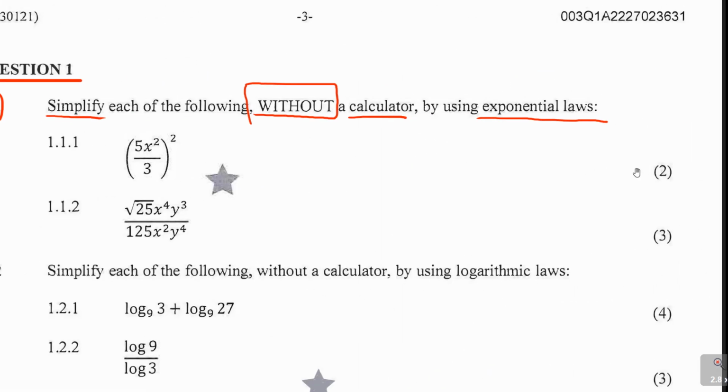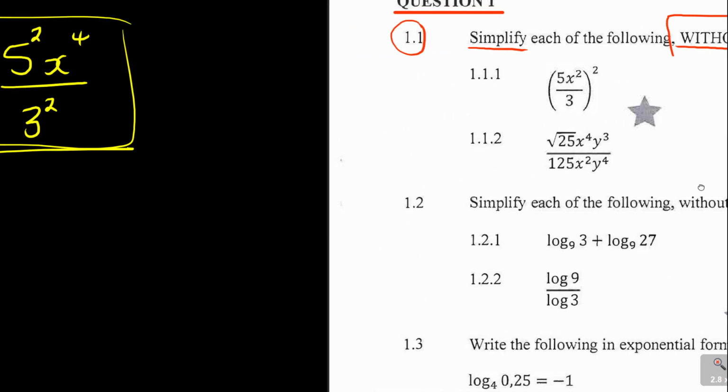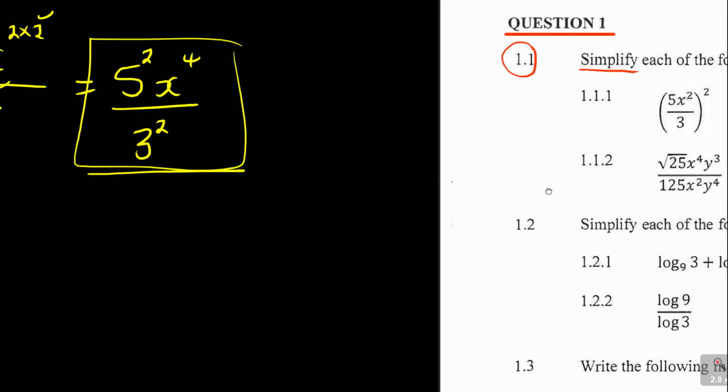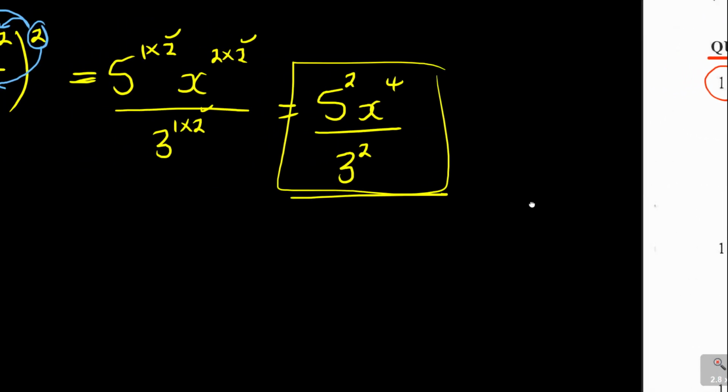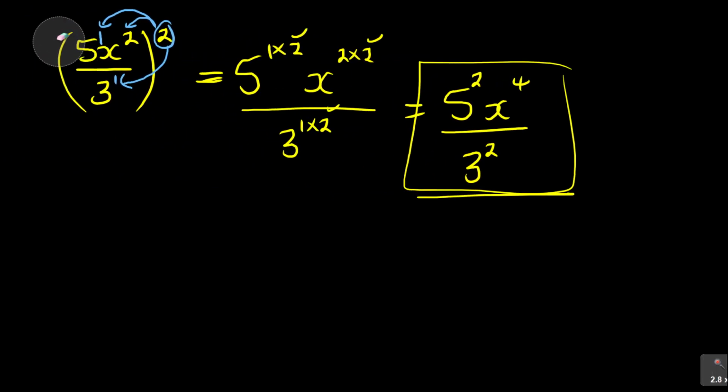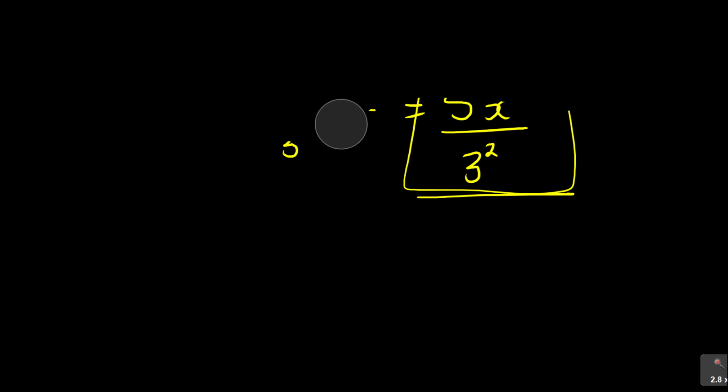It was 2 marks. Now look at the one for 3 marks, 1.1.2. So let's erase this and bring in the second question. If I can just bring it in here, it says what?